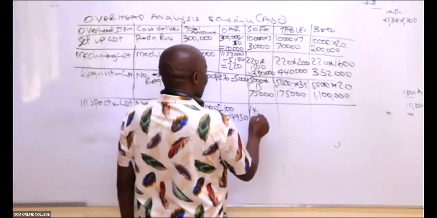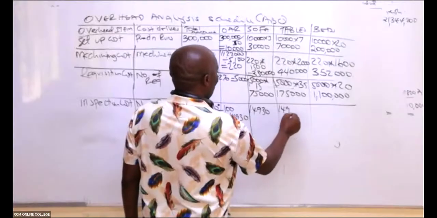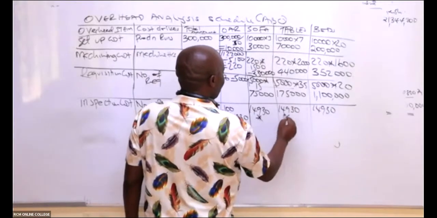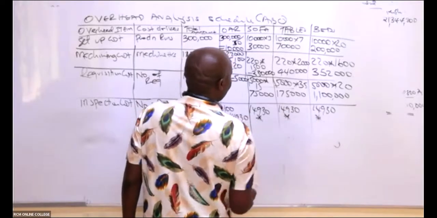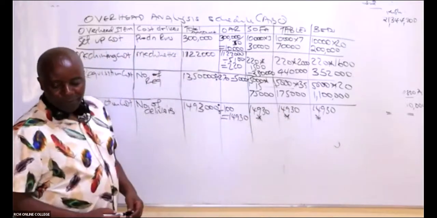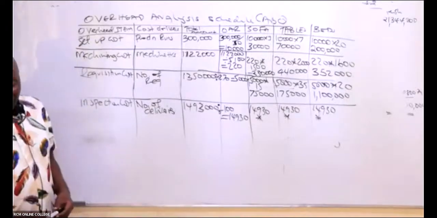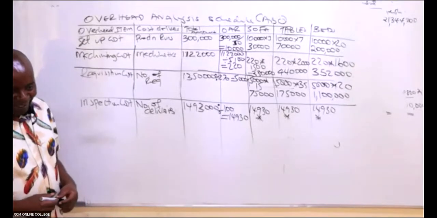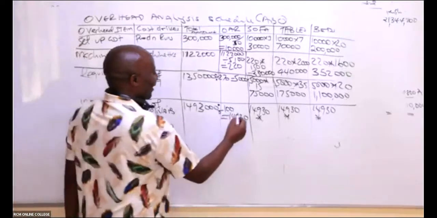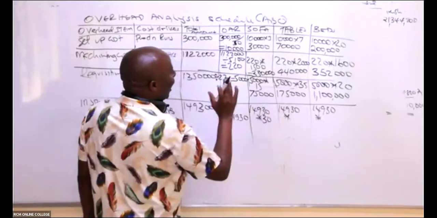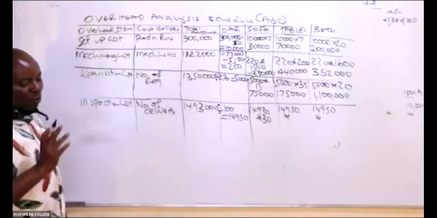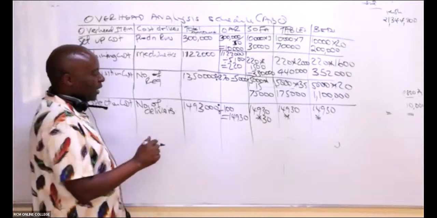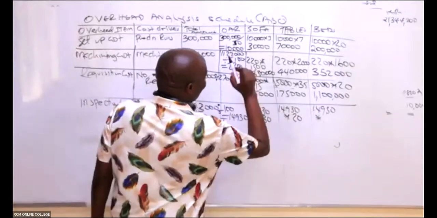So this will be 14,930 times the number of deliveries for sofa sets. Are you able to give me that? 30. So times 30. How about the number of deliveries for tables? 20.